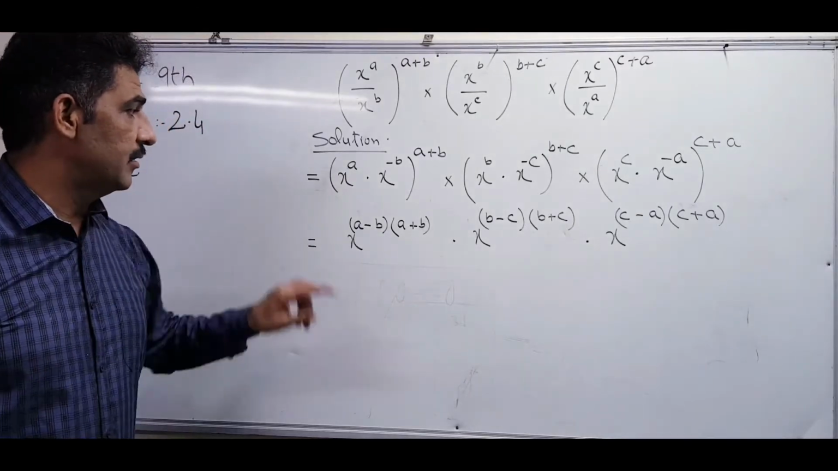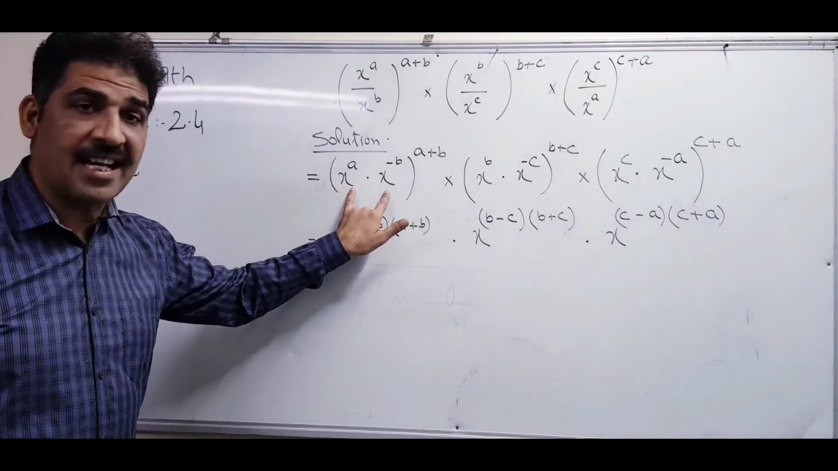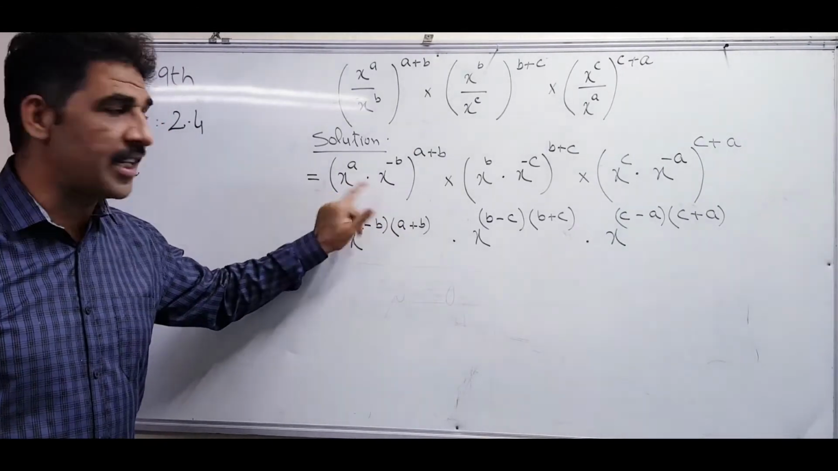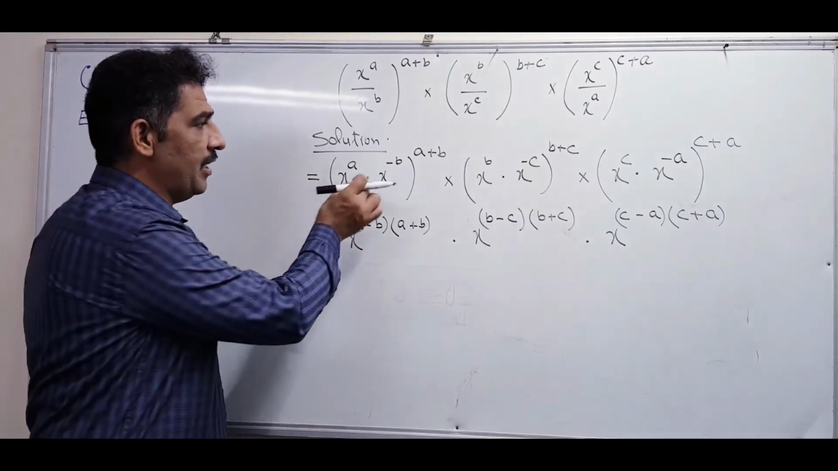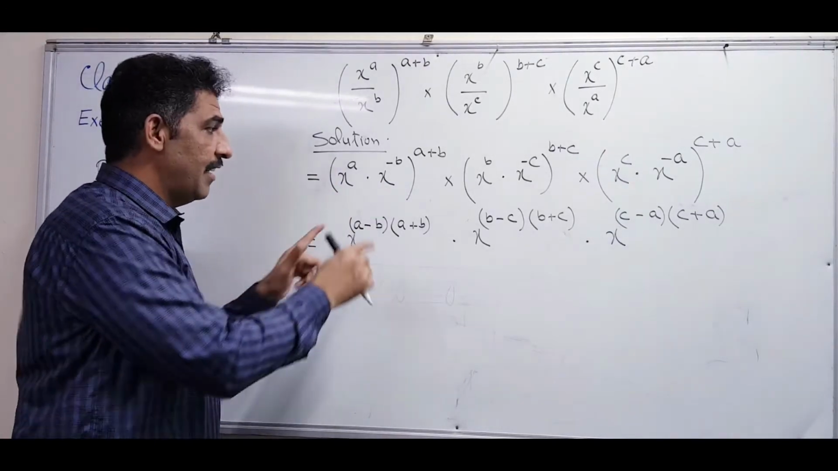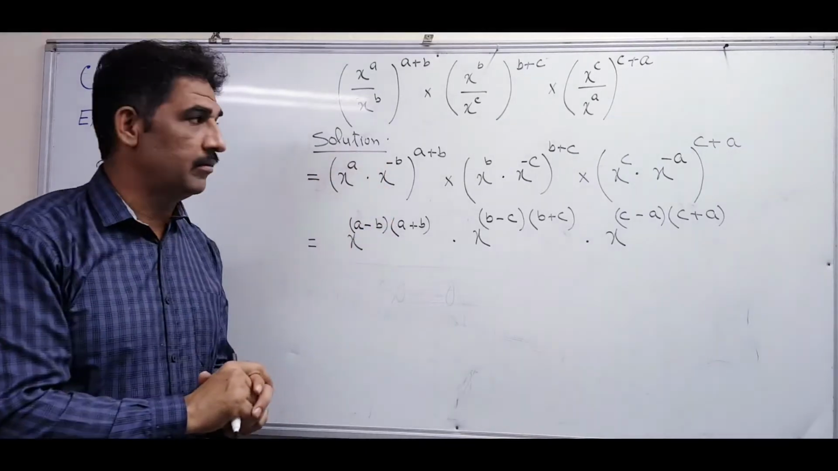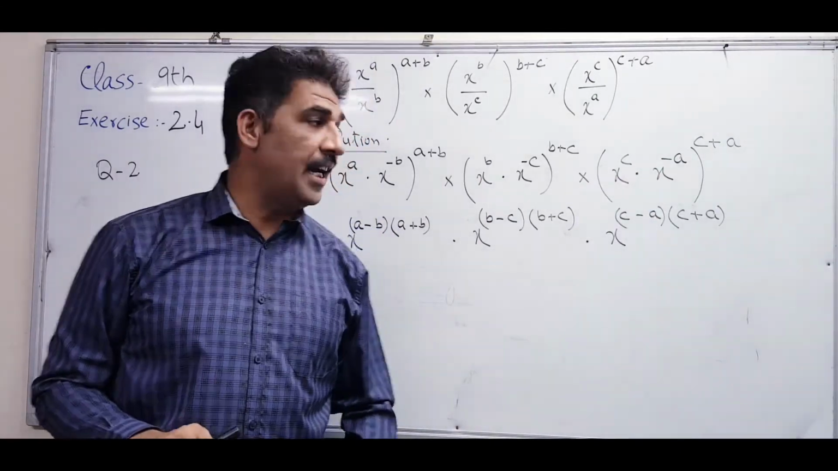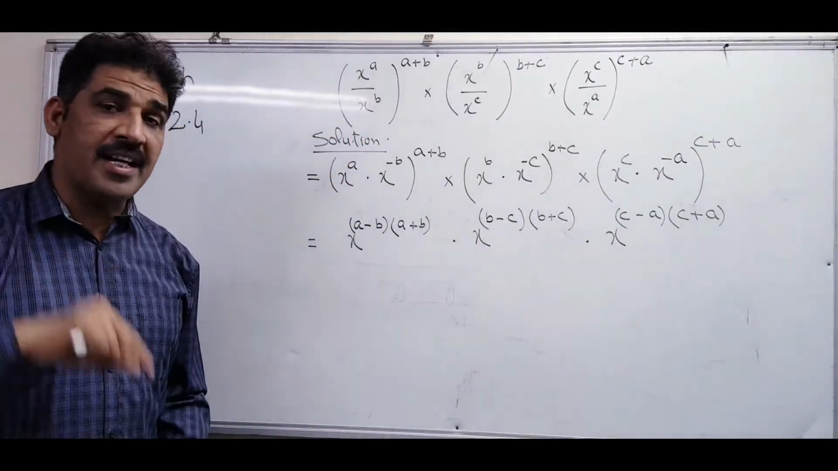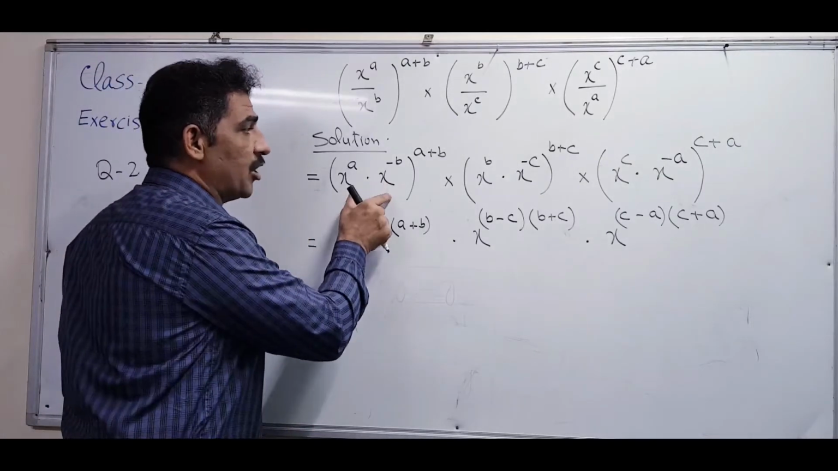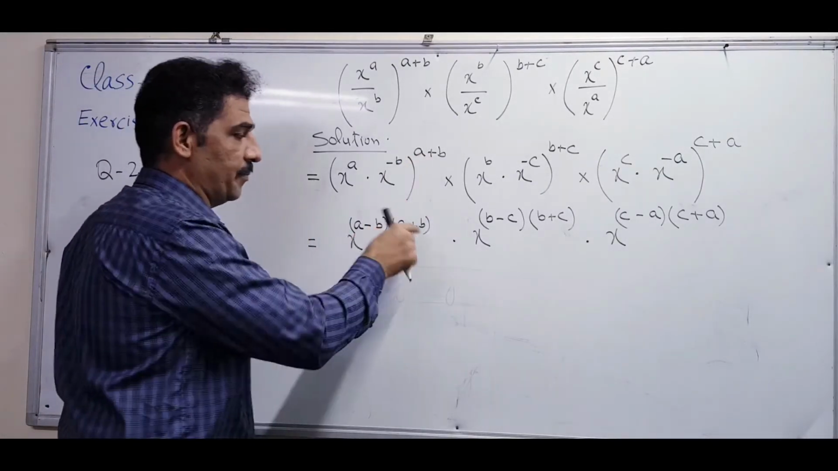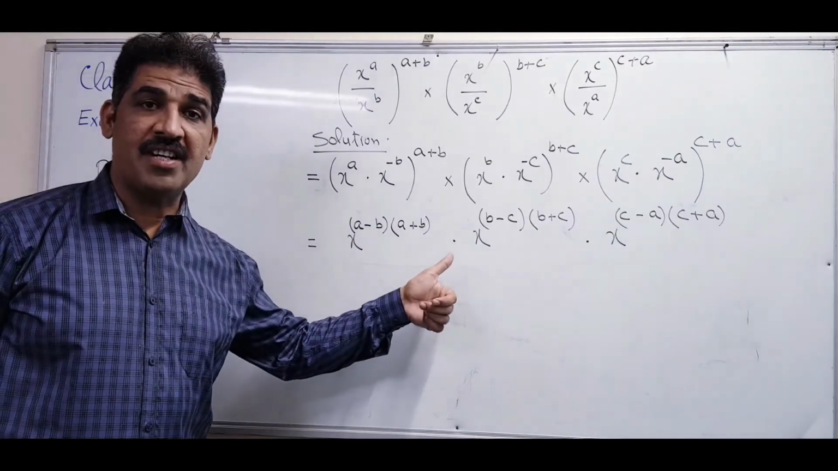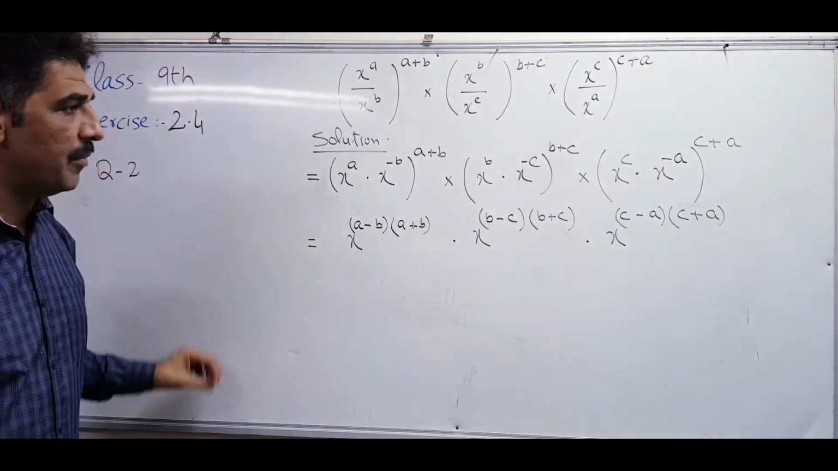I repeat that this x and x are the same variable. Sign of multiplication, so what will we do? Just combine. What is the rule of combination? When the variables are the same, add their powers. And the second rule: power is multiplied by its power. So a minus b is the power of this, and due to this bracket, multiply by its power, a plus b. There is one formula: a minus b into a plus b. What is that formula? a square minus b square.